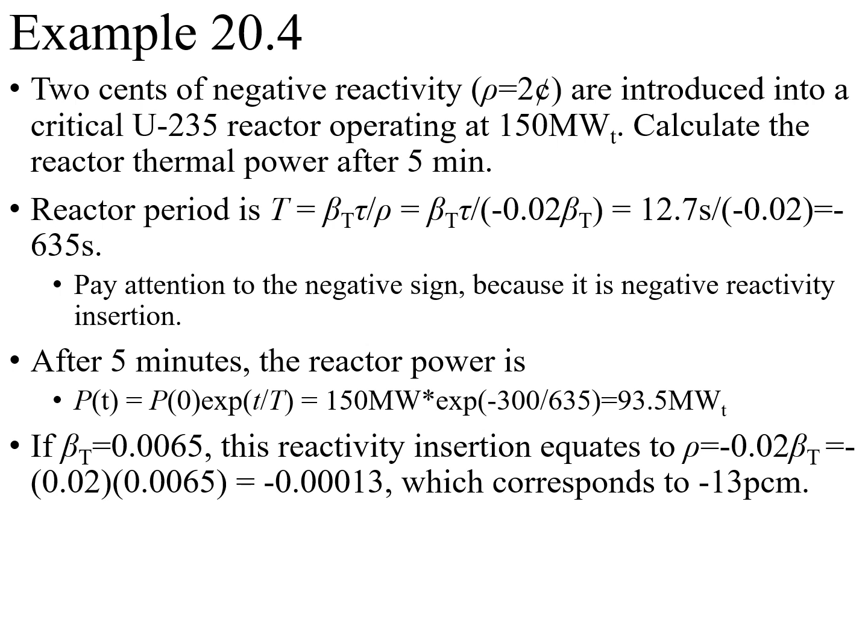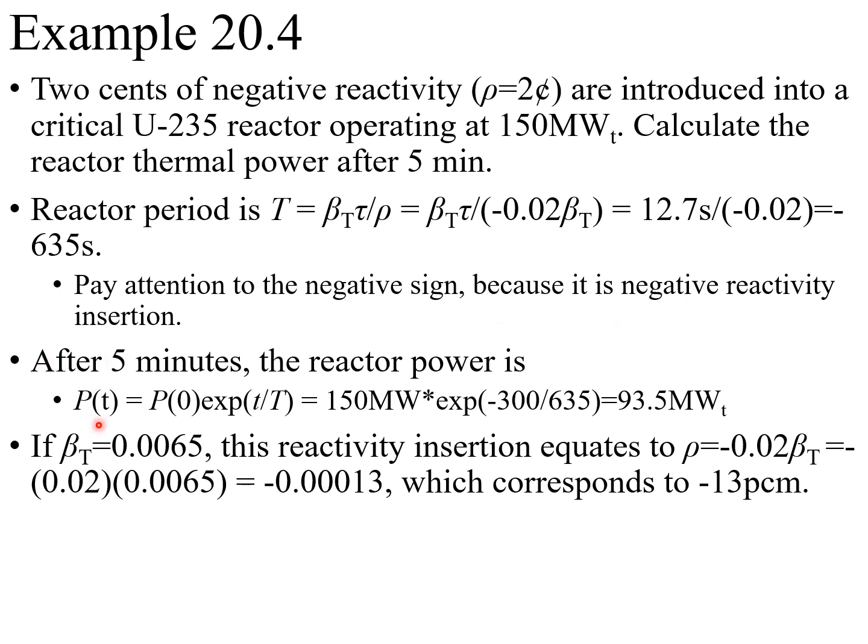Therefore, we use this formula to calculate the reactor period, which is the first formula in the previous slide. We replace this rho by 0.02 times beta. So because it is 2 cent, so that is 0.02, then times beta. It is negative, therefore we have this negative sign here. Then the beta T will be cancelled, and we have this negative 635 seconds for the reactor period.